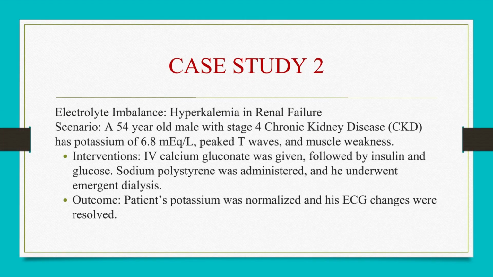Case Study 2. Electrolyte imbalance, hyperkalemia in renal failure. Scenario: a 54-year-old male with stage 4 chronic kidney disease has potassium of 6.8 mEq/L, peaked T waves, and muscle weakness. Interventions: IV calcium gluconate was given, followed by insulin and glucose. Sodium polystyrene was administered and he underwent emergent dialysis. Outcome: patient's potassium was normalized and his ECG changes were resolved.